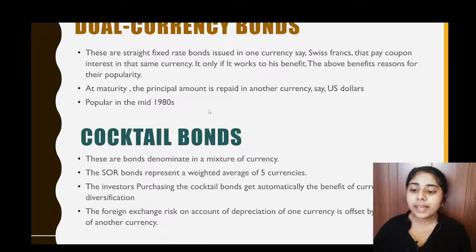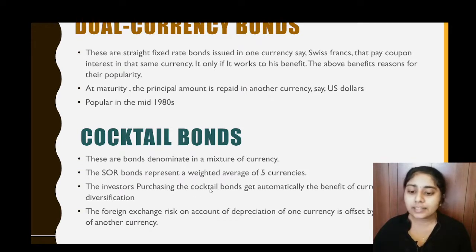Next comes the cocktail bond. So what is a cocktail bond? These are bonds denominated in a mixture of currencies, that is, there will be more than one currency. The SDR bonds represent a weighted average of 5 currencies. That is, they have a minimum of 5 currencies in them.